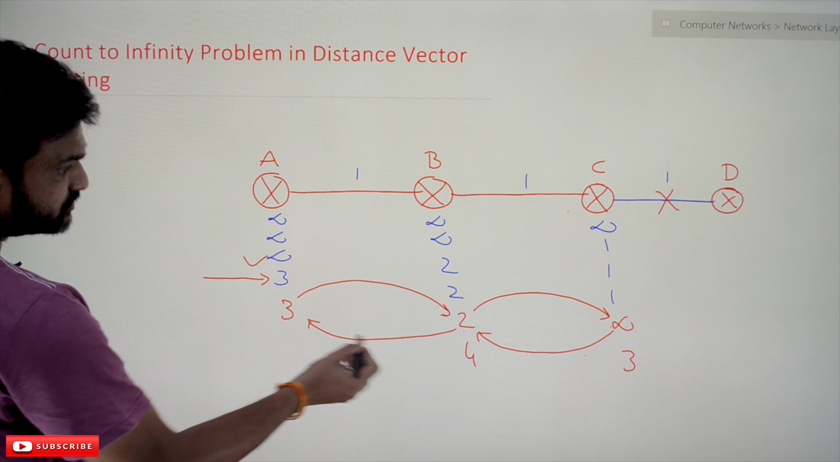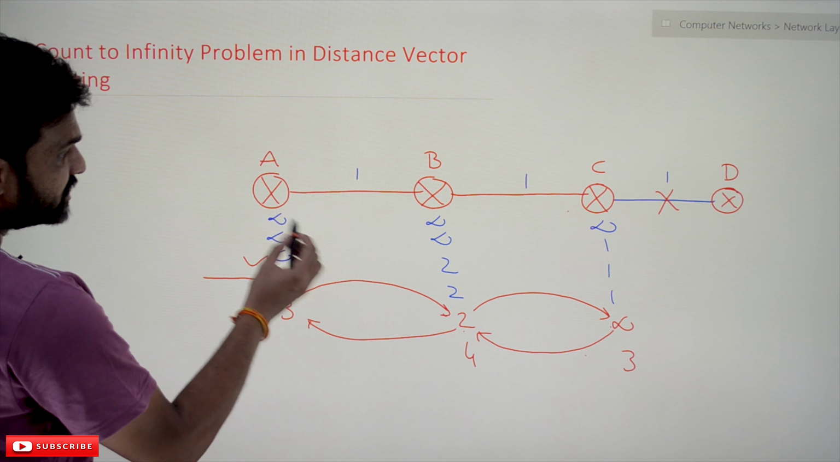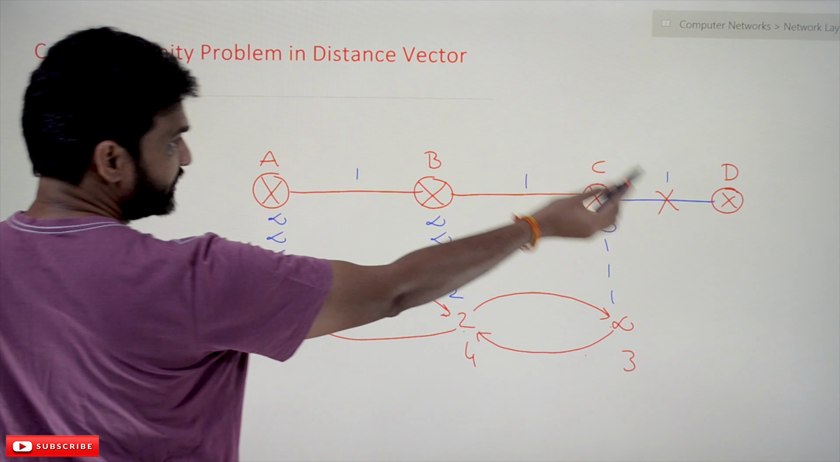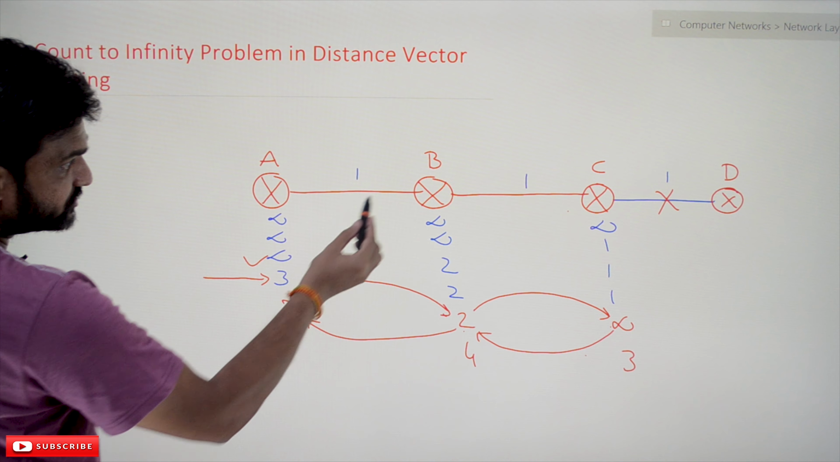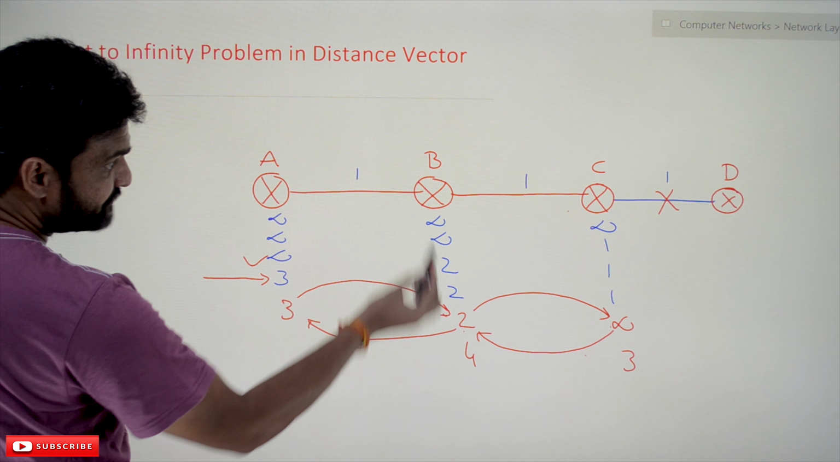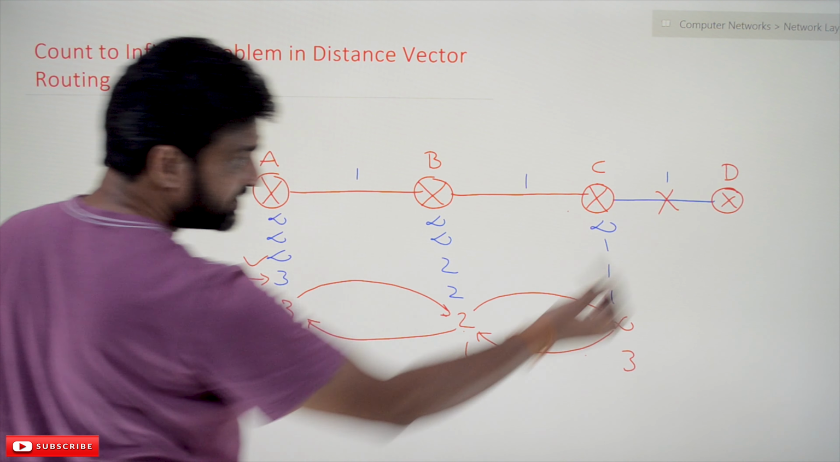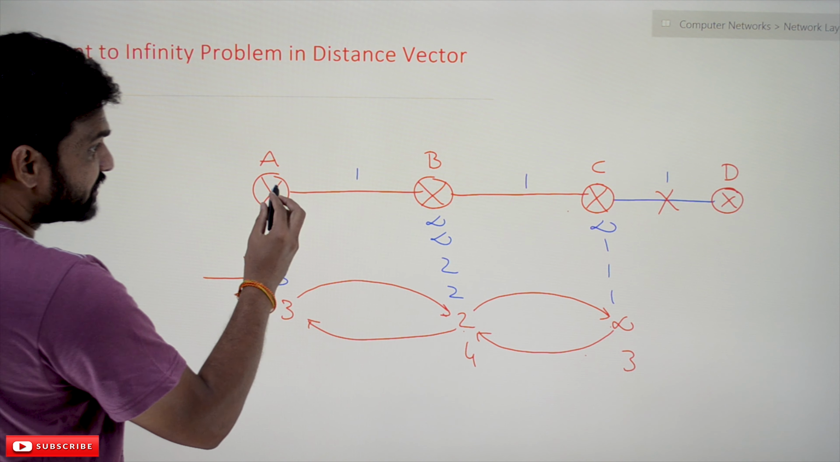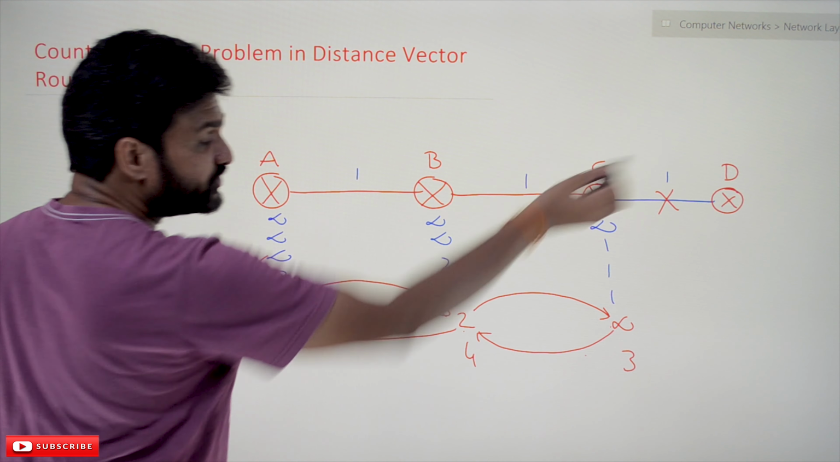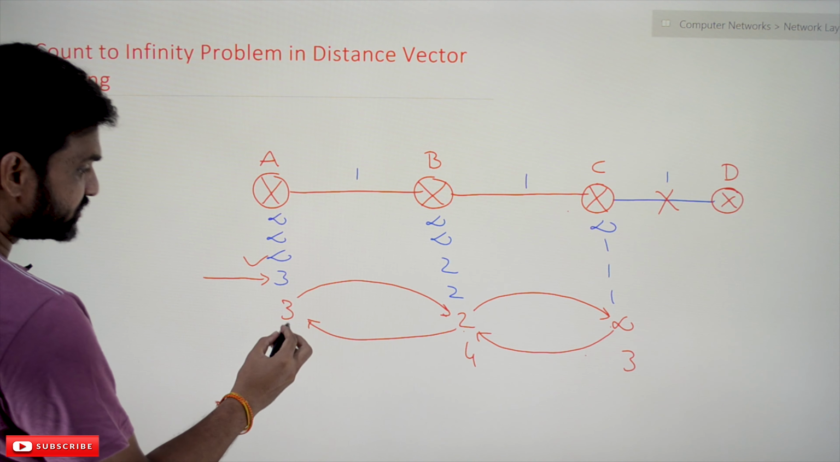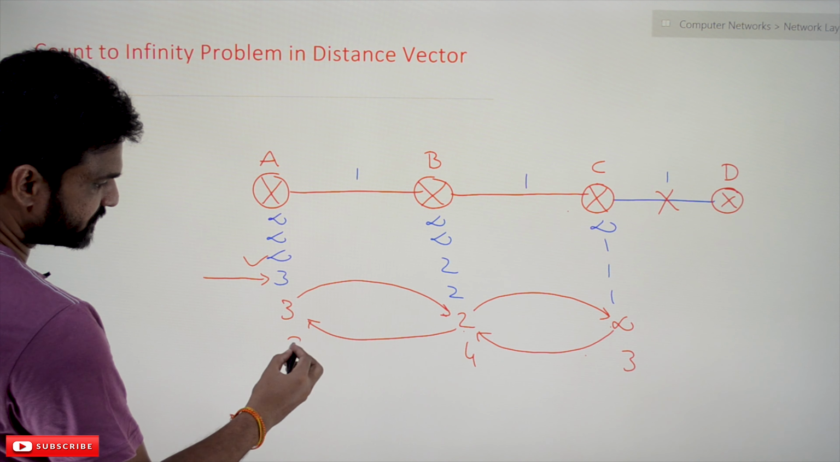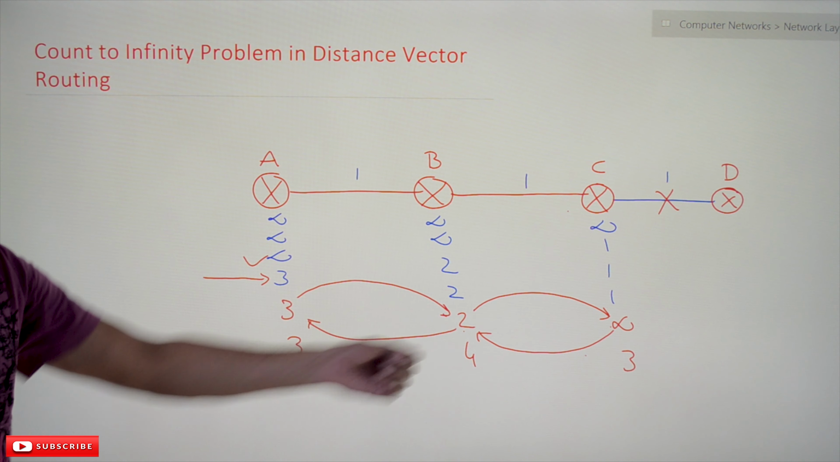So with 2, what is the information? In order for A to transmit to D, it can transmit it to B, and B is capable of transmitting it at a distance of 2. So from A to B it is 1 and B to D it is 2. So it will get updated to 3. So it remains the same. Okay, it will get updated to 3.